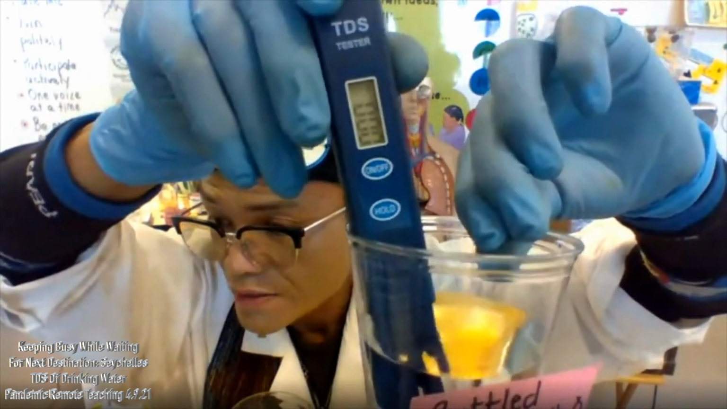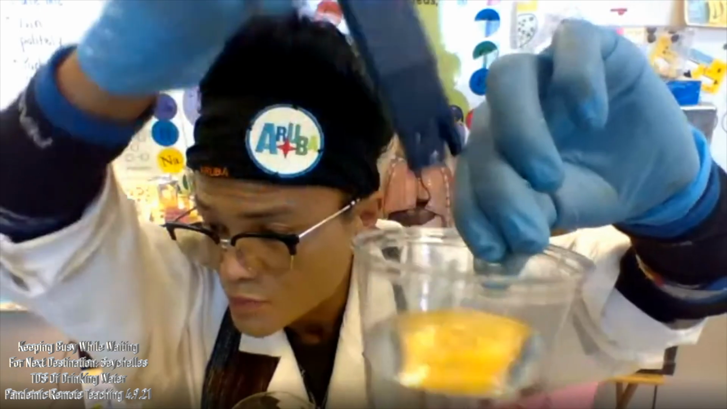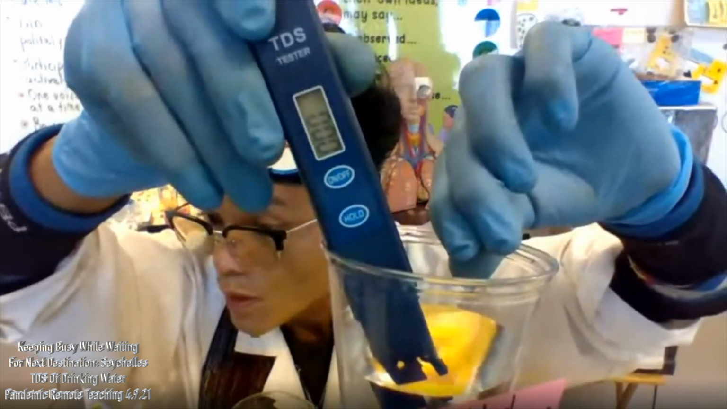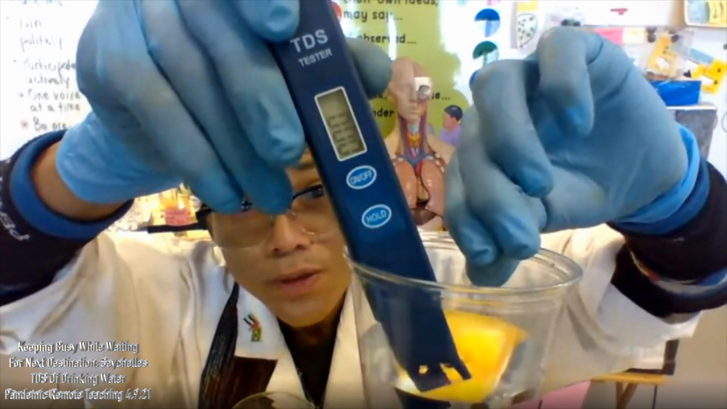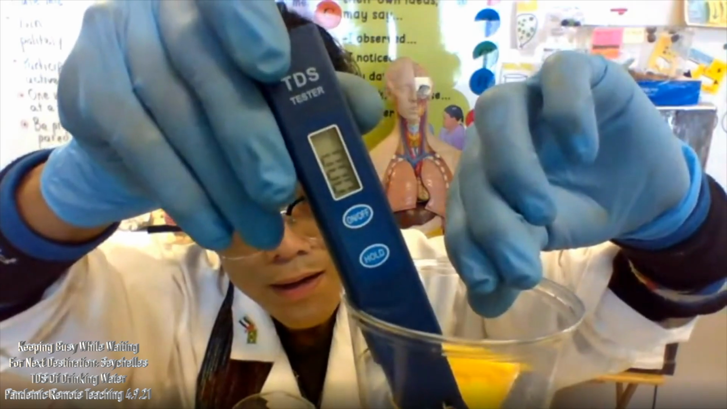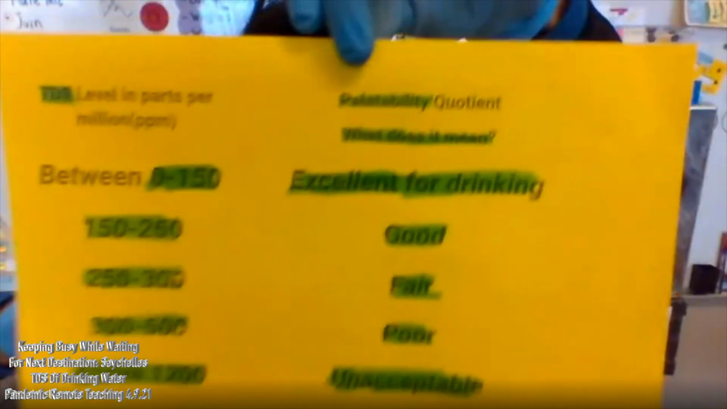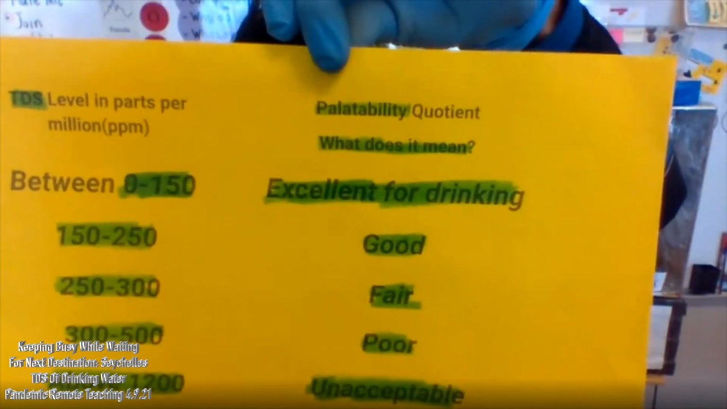Okay, what is the reading? Type in the room for bottled water. Ooh, 0. Yeah. Is it excellent? That's excellent. We do have a range of 0 to 150. It's fine. But this is 0. Very, very good.